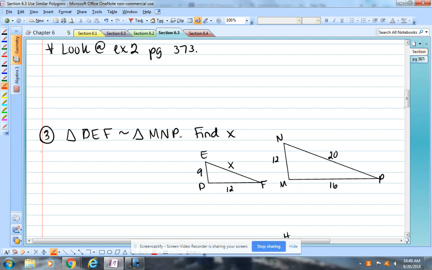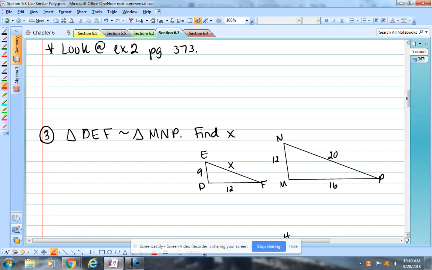But the longest side appears to be right here, for both of them in the same position. So they're in the same position. That's not always going to be the case for similar triangles. Sometimes they'll have one rotated around sideways or upside down or whatever. But we're going to find x.